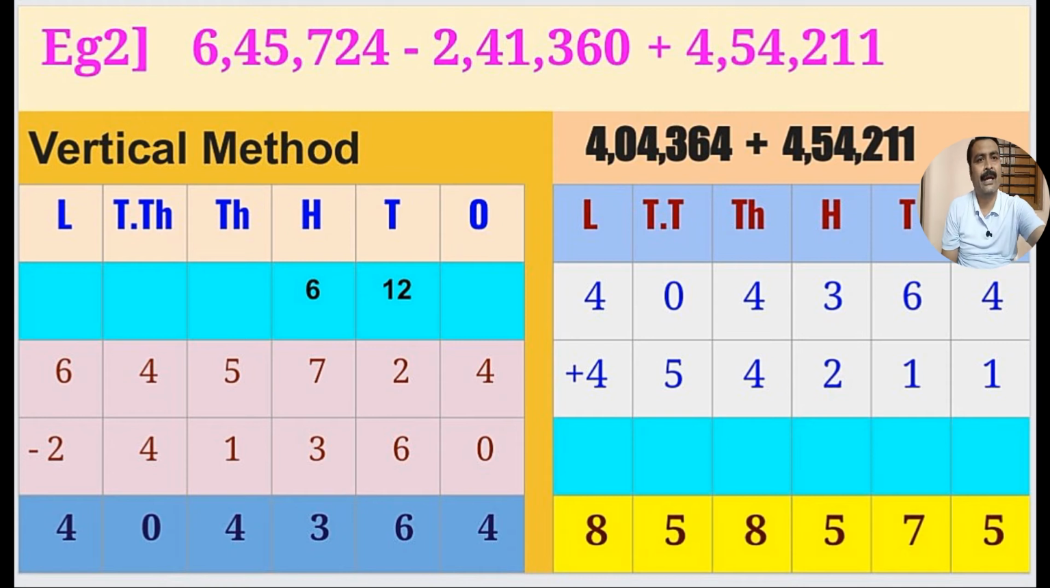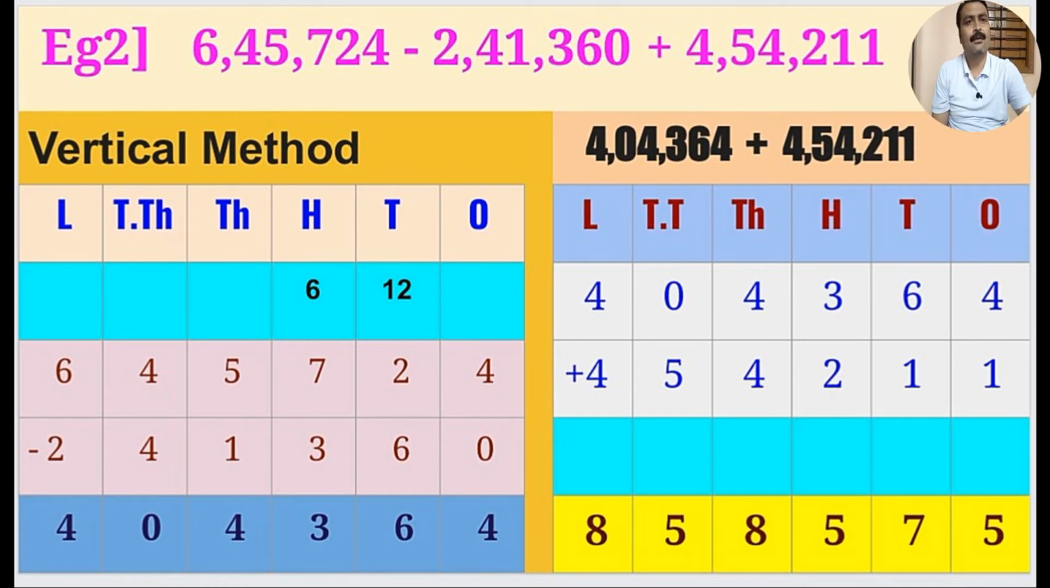6,45,724 minus 2,41,360 plus 4,54,211. So if you observe this second example, from the left side of this example, subtraction is given first and then we have given addition there. So that's why in the second mixed example, first we carry out subtraction and then we have to make the addition there.